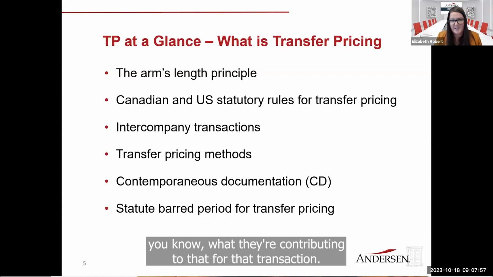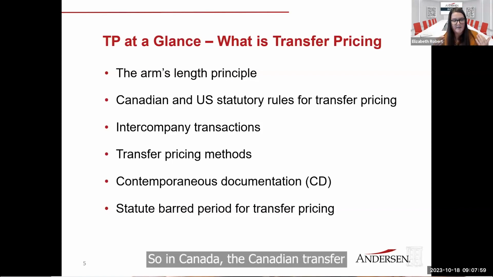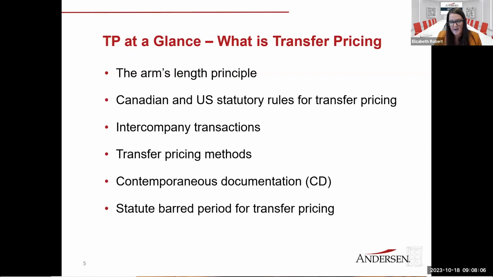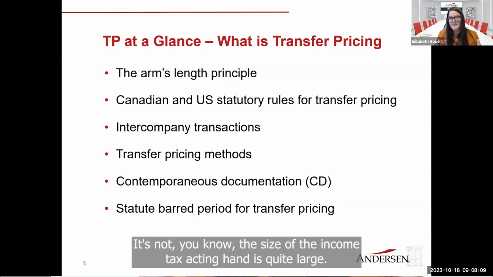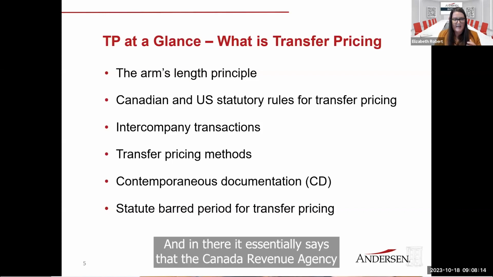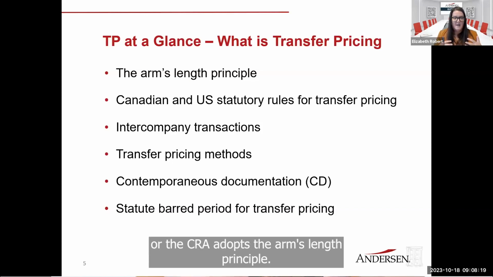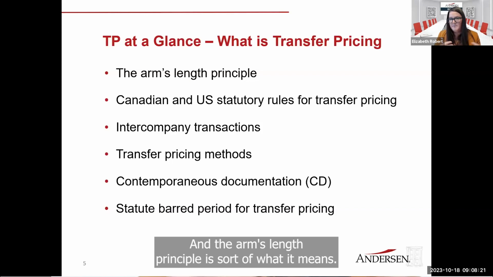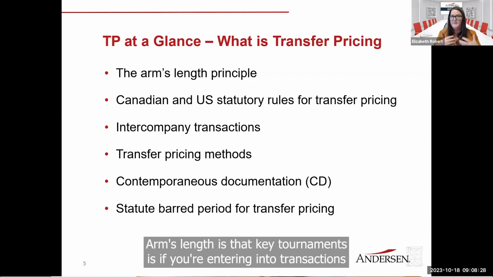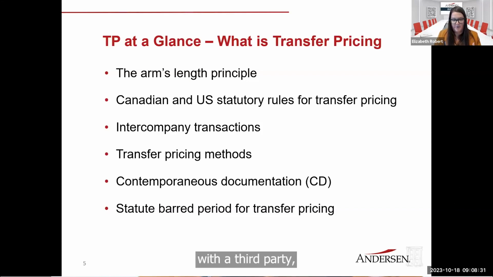So in Canada, the Canadian transfer pricing regulations are contained in Section 247 of the Income Tax Act. The Income Tax Act in Canada is quite large, but Section 247 is quite small. In there, it essentially says that the Canada Revenue Agency, or the CRA, adopts the arm's length principle. And the arm's length principle is sort of what it means: you're transacting at arm's length. Arm's length is that key term. It's as if you're entering into transactions with a third party.